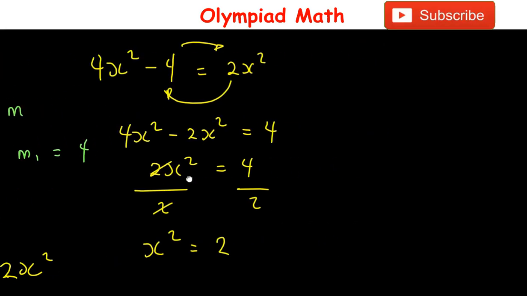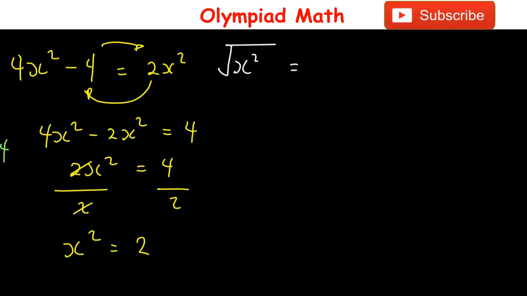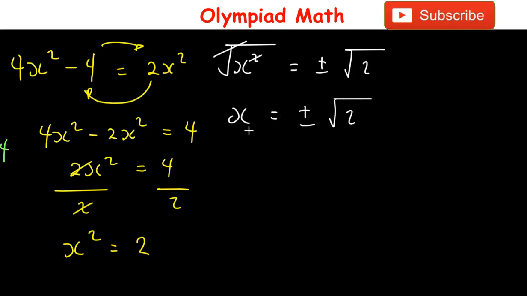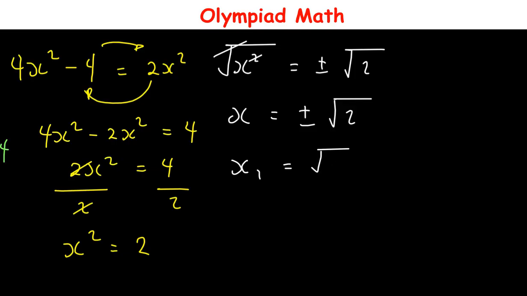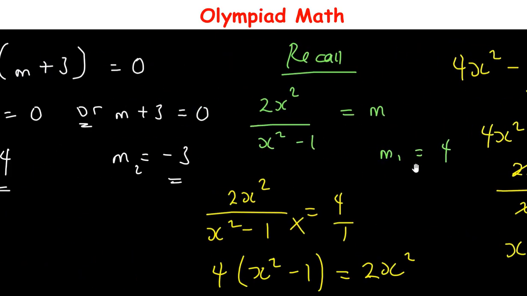Next, to solve for x, we need to square root the equation. So we have square root of x squared equals plus or minus square root of 2. Square cancels square root. X is equal to plus or minus square root of 2. And with this, we have the first solution of x as plus square root of 2, and the second solution of x equal to minus square root of 2. So these are the first and the second solution of x for the value of m1 equal to 4.